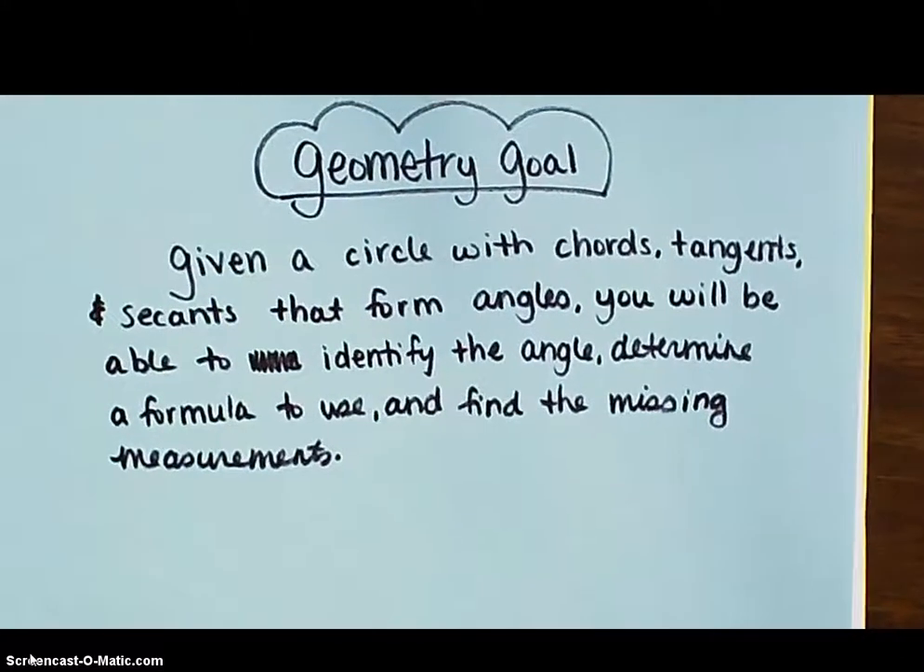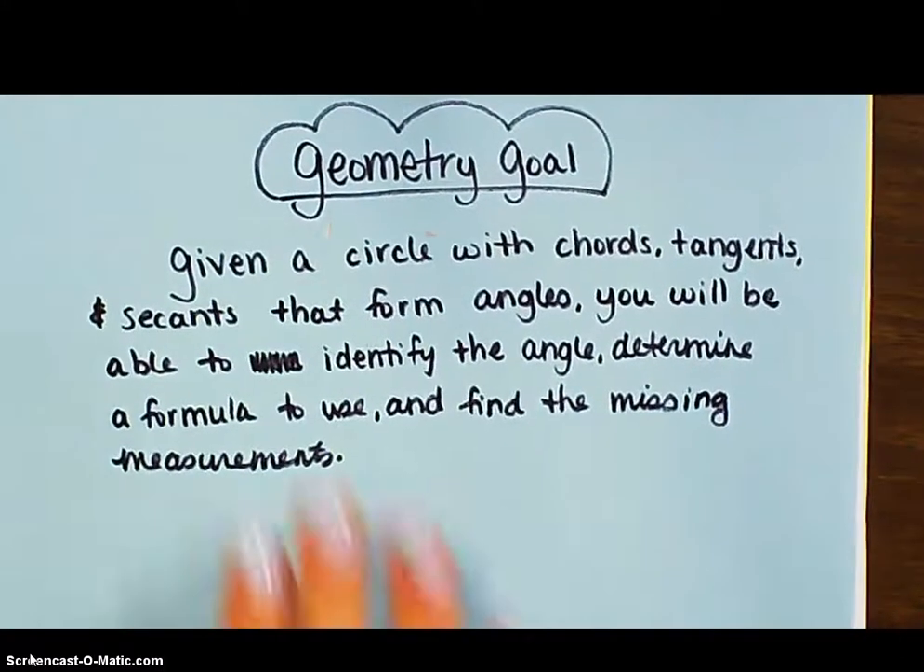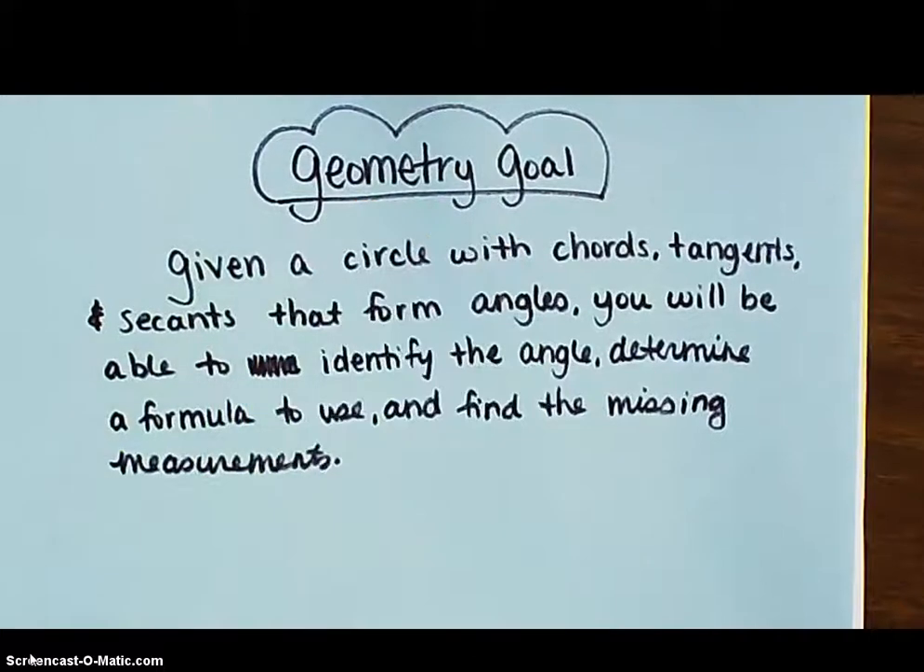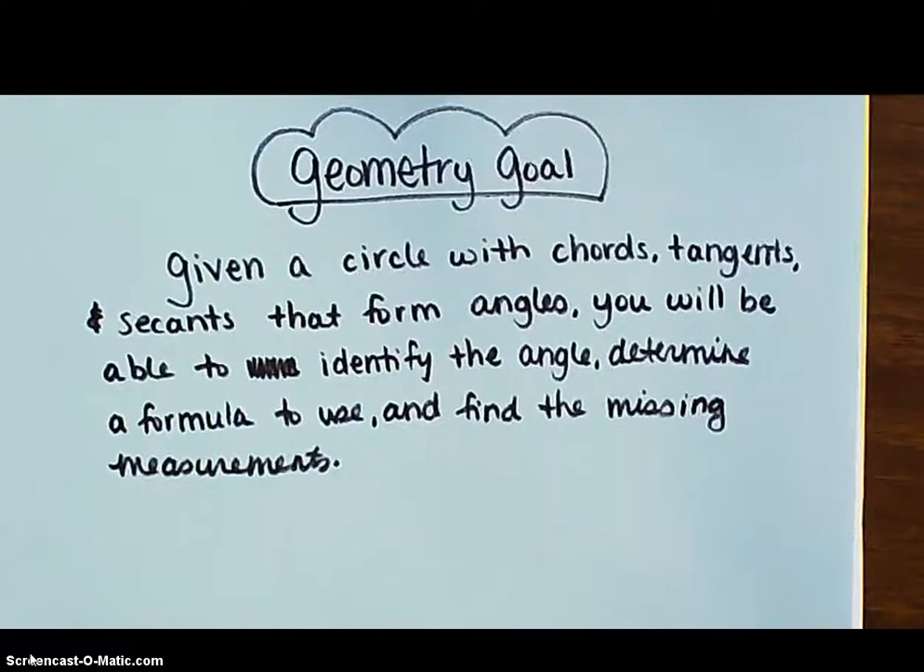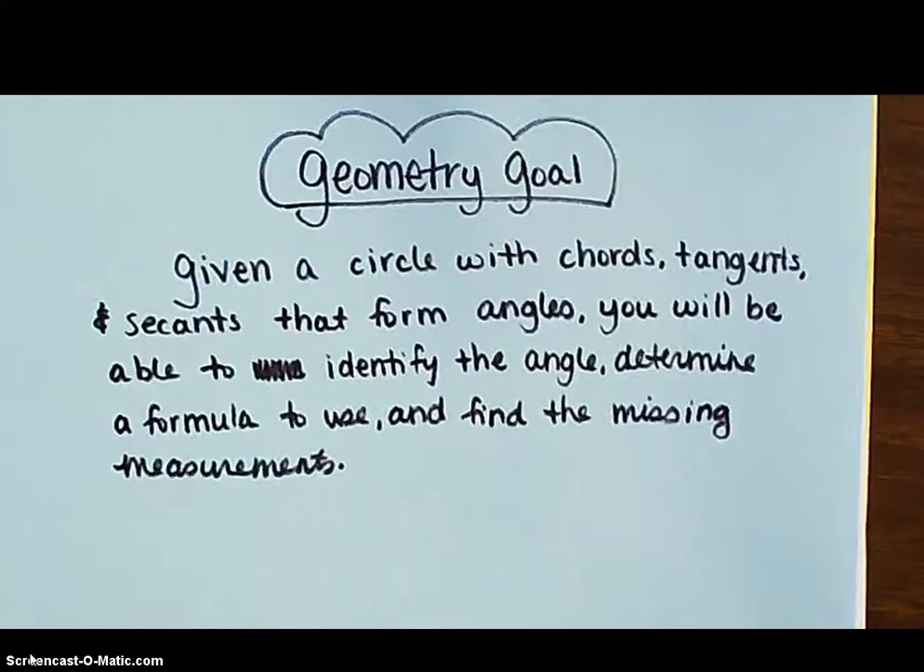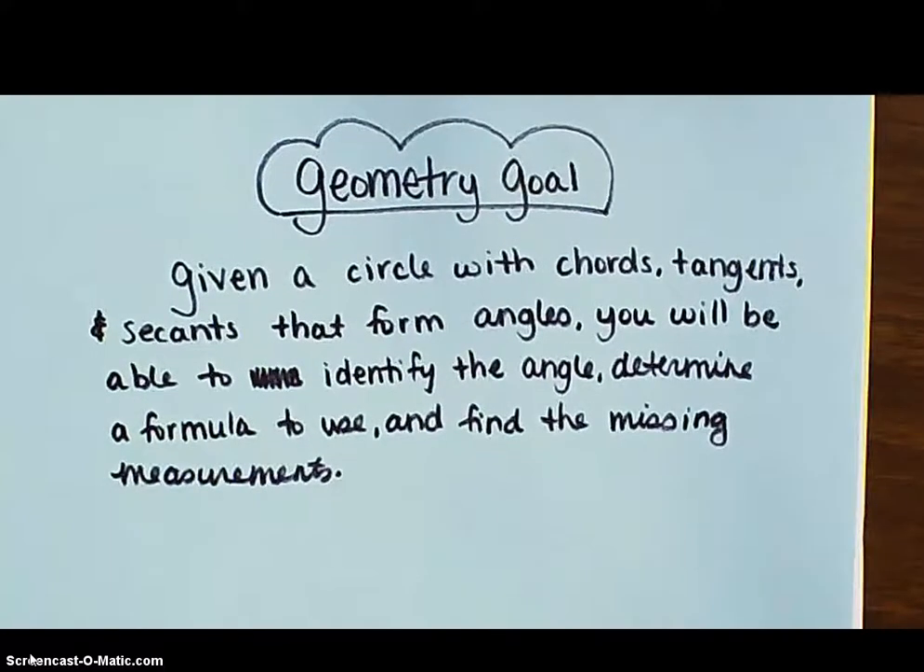All right, today we're going to be taking a look at your day 3 notes. Our geometry goal: given a circle with chords, tangents, and secants that form angles, you will be able to identify the angle, determine a formula to use, and find the missing measurements. So that is our goal today, to identify the angles, determine a formula, and find measurements. So let's start by figuring out what those angles are and what their formulas are.